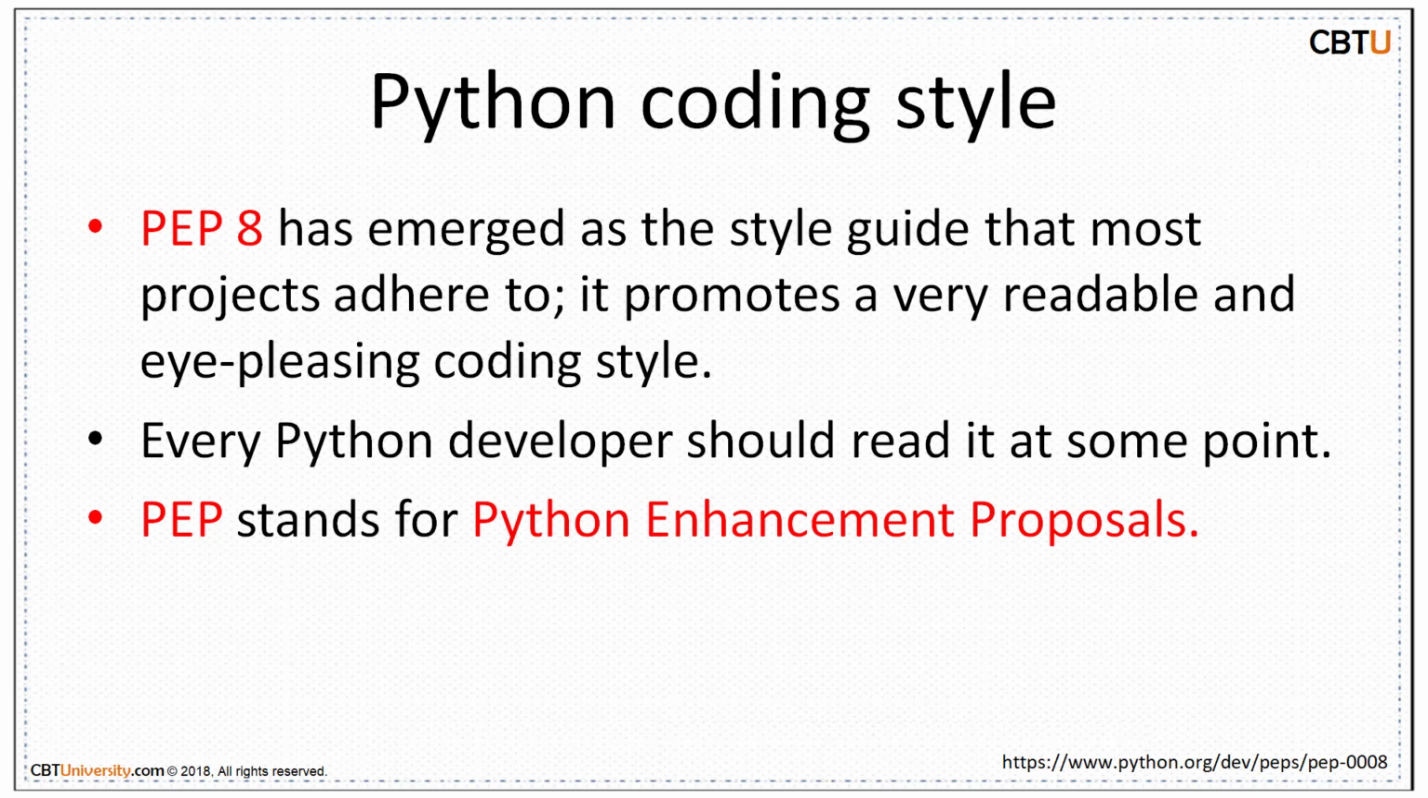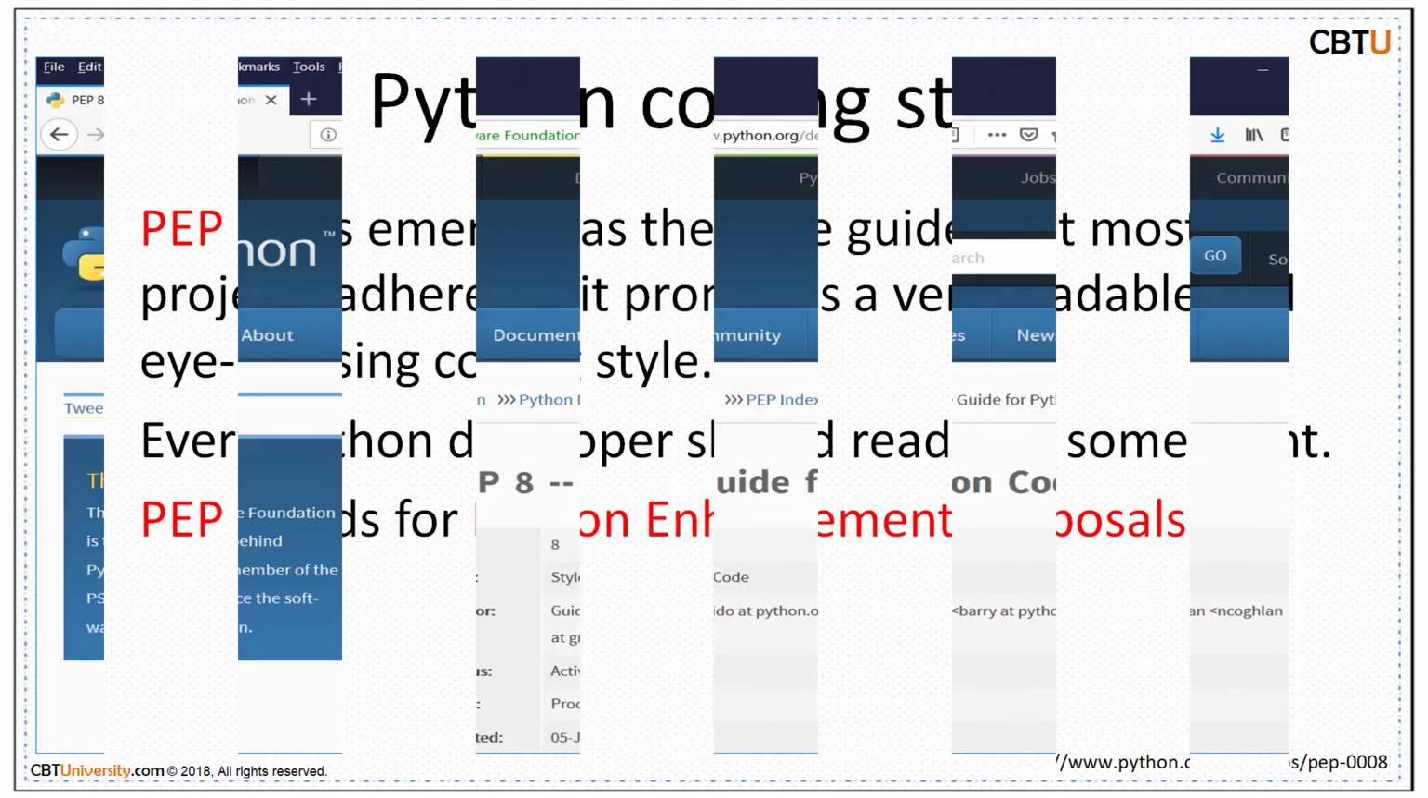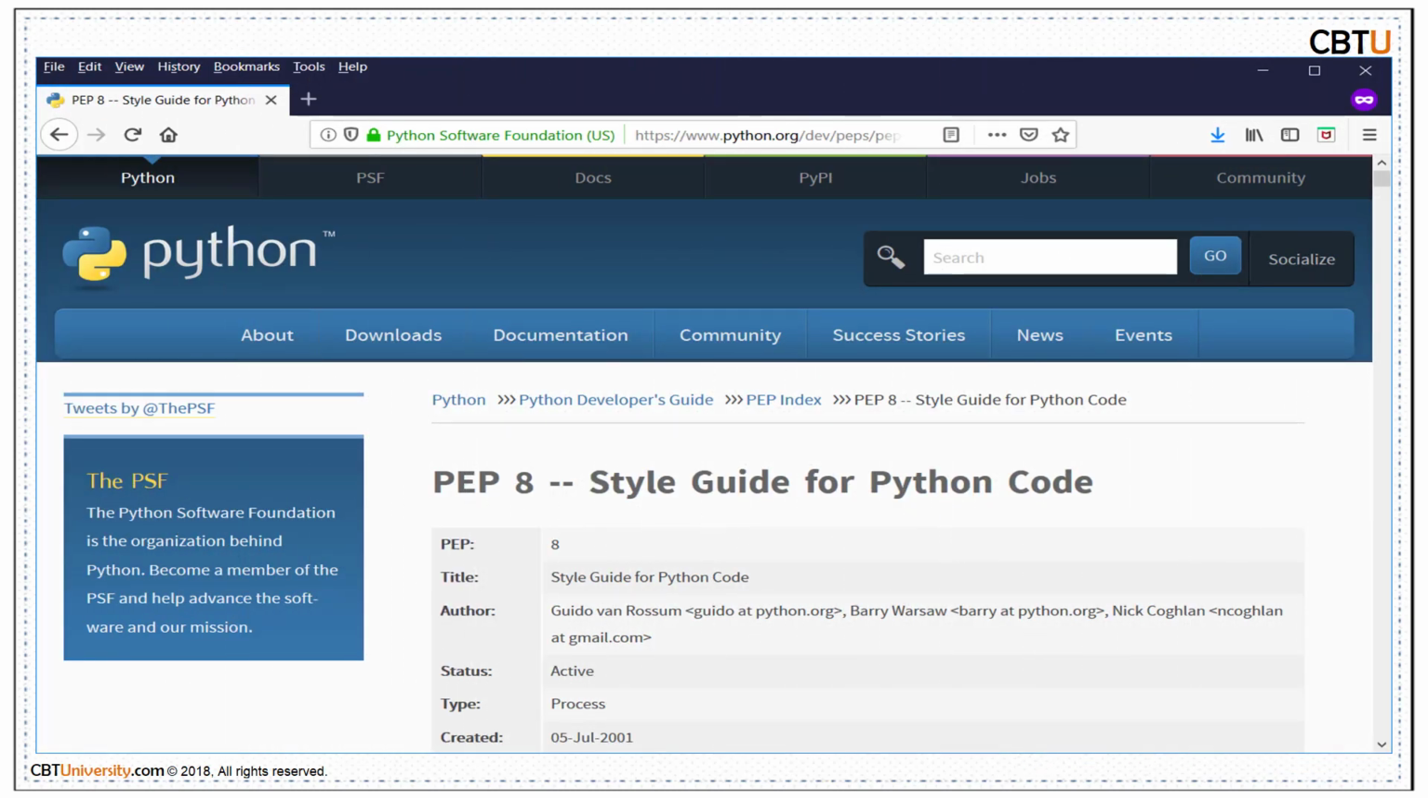PEP8 has emerged as the style guide that most projects adhere to. It promotes a very readable and eye-pleasing coding style. Every Python developer should read it at some point. This is the web page of PEP8 Style Guide for Python Code.